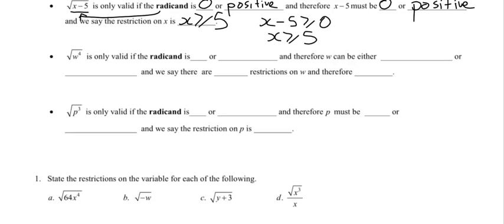Root of x to the 4th is only valid if the radical is, wait for it, 0 or positive, right?